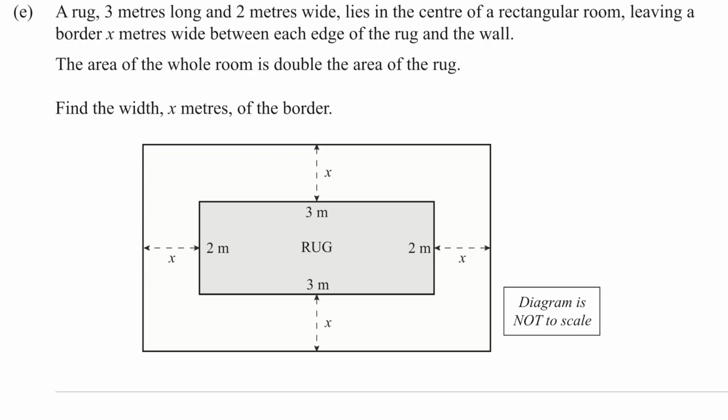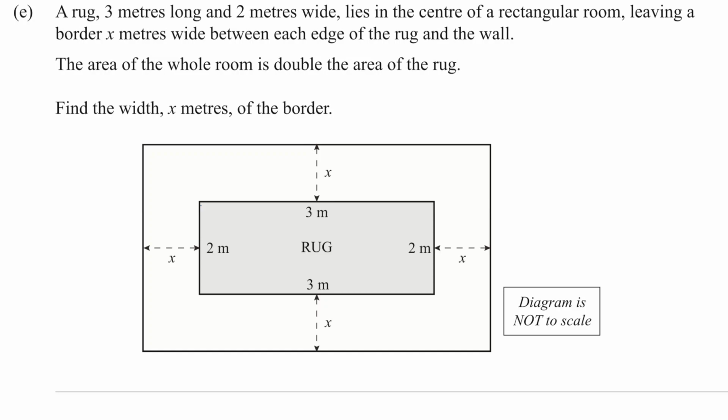What a perfect rug. It is exactly in the center of this room. They must have got this rug cut because you're never going to find a rug that perfectly fits in the center of your room. But anyway, that's the problem. We have a rug. We're given its dimensions, 3 by 2, and it's in the center of a rectangular room. And so there's this border, this gap all the way around the rug. That's distance x. That's actually what we're trying to find.